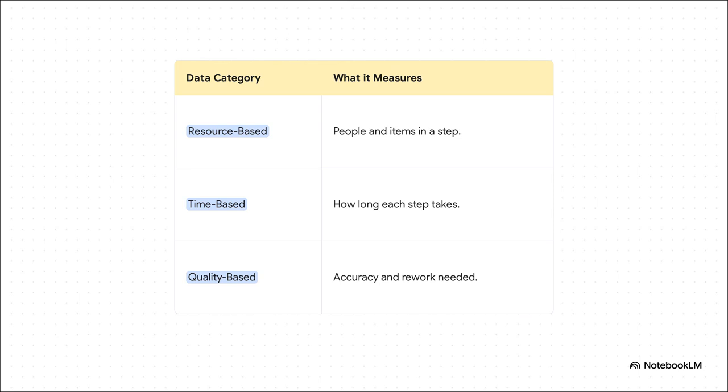For each one of those process boxes we drew, we collect 3 types of data. First, resource-based. How many people does it take? Second, time-based. How long does the work actually take? And third, quality-based. What's our accuracy? How often do we nail it on the first try without needing a bunch of rework?